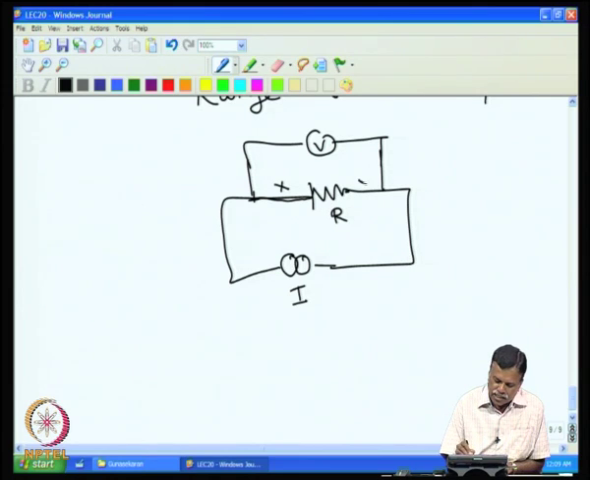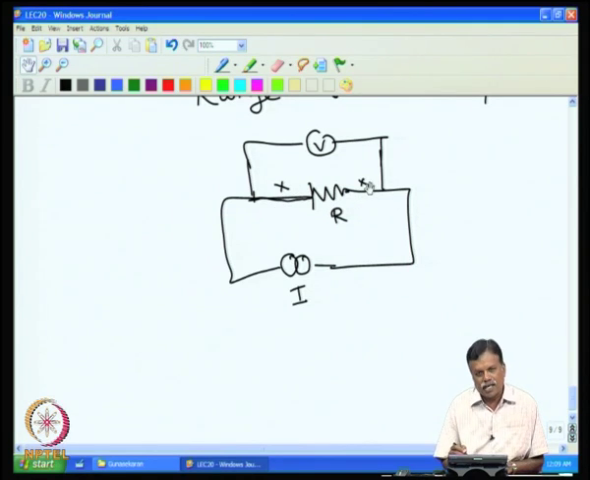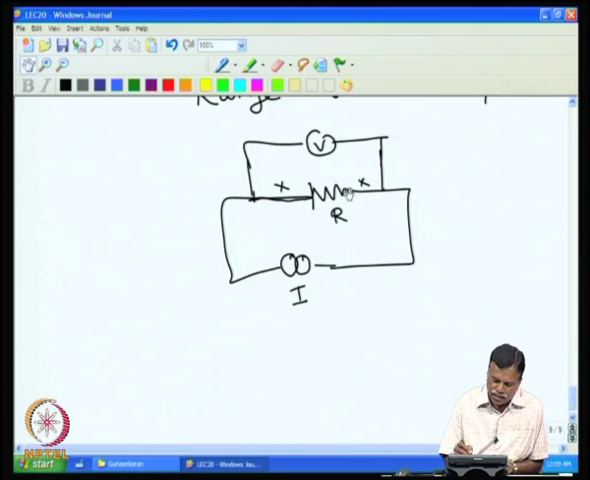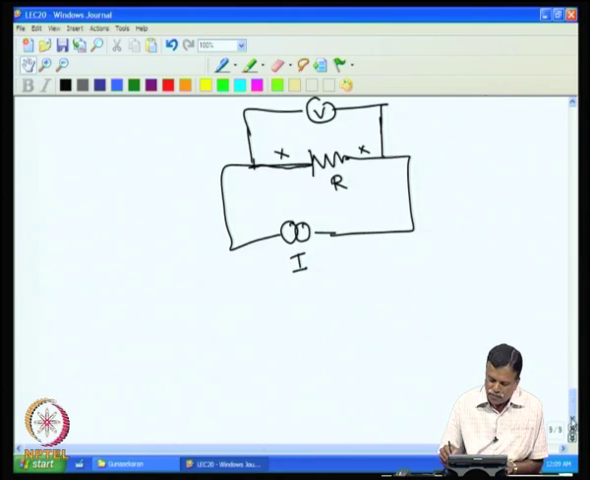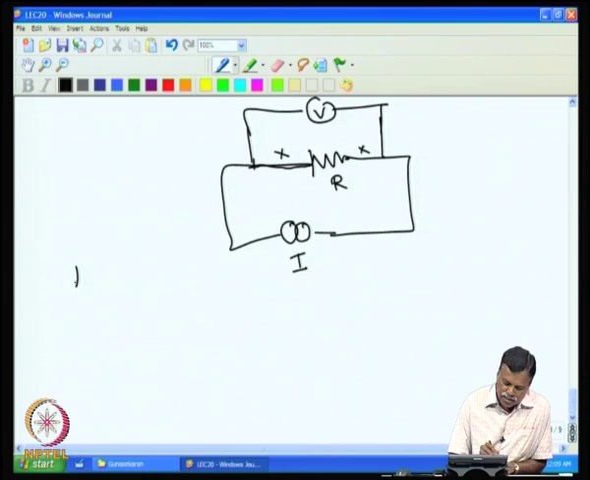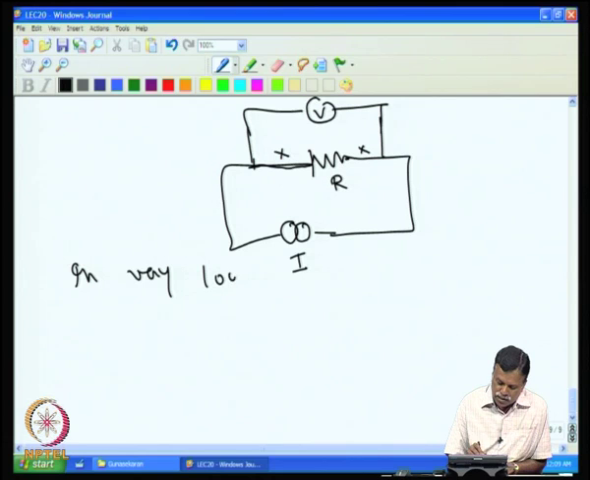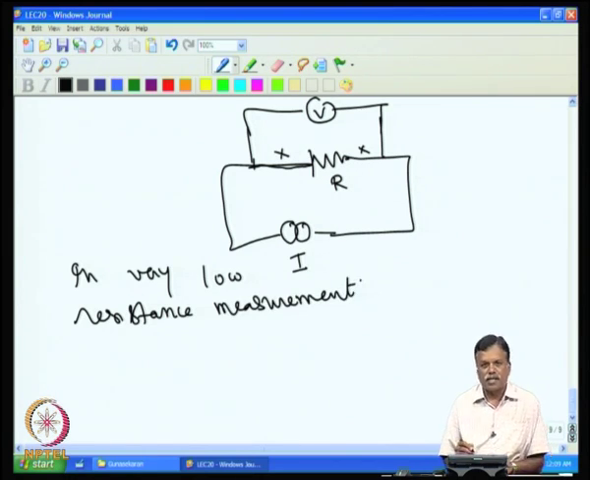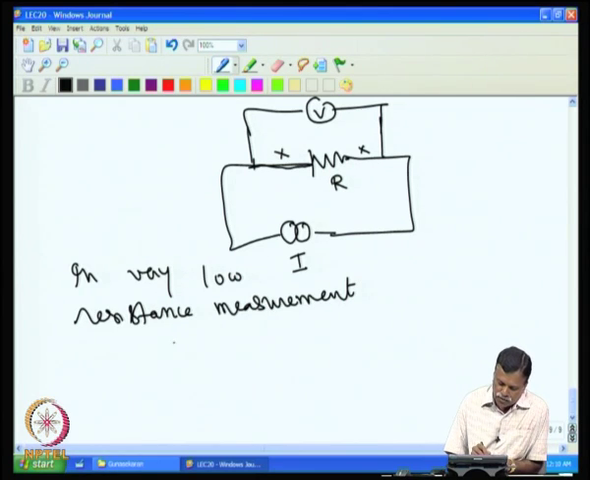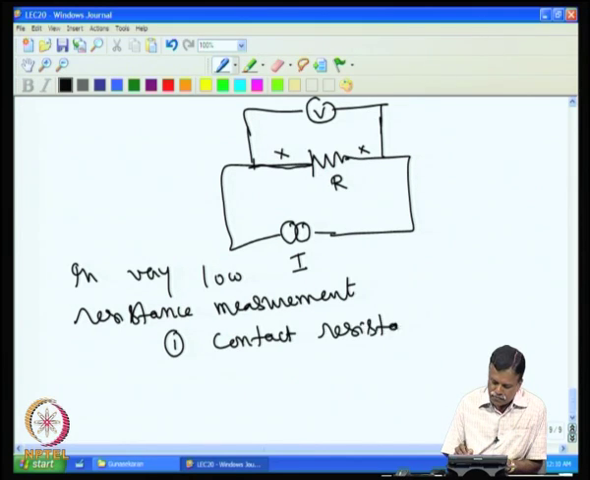Similarly, there is an error at this extra lead that has come in. That means you will be getting a voltage at this point that represents not only this resistance, but this plus this, and that is an error, and this error will be very high if the resistance value is very low. So, we call these contact resistance issues. In very low resistance measurement, we will get issues like this. One, the contact resistance is added to the real value.